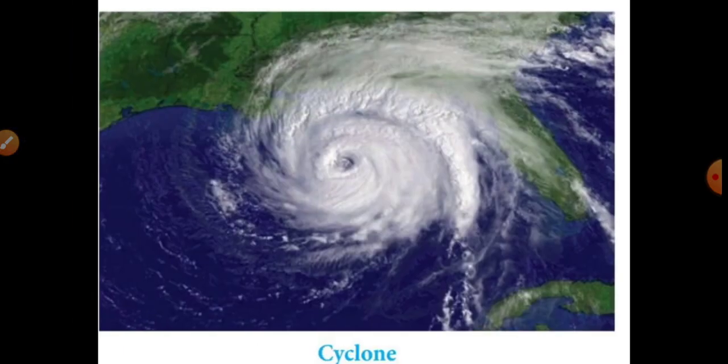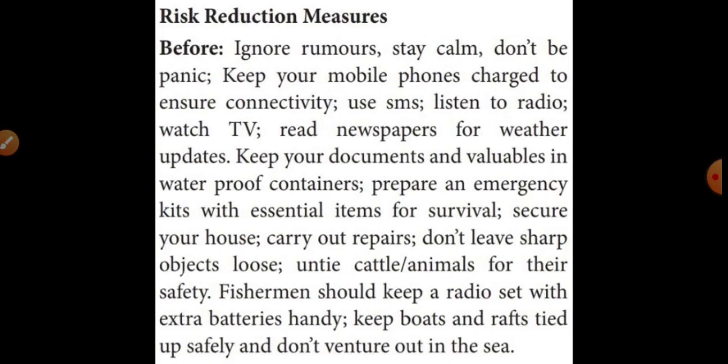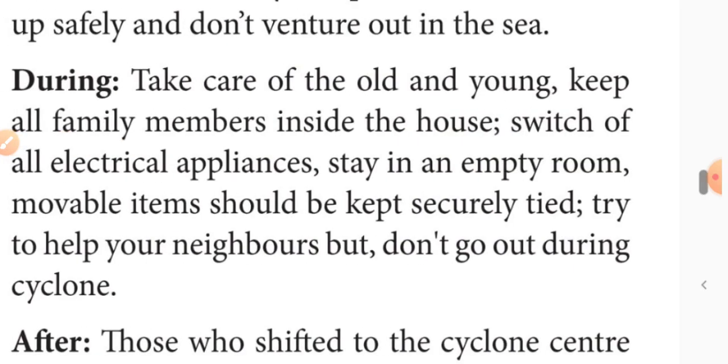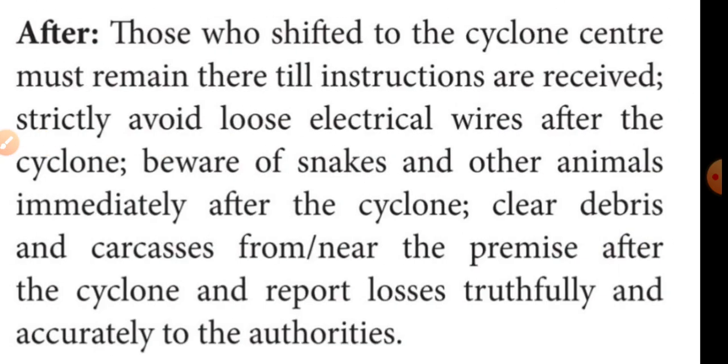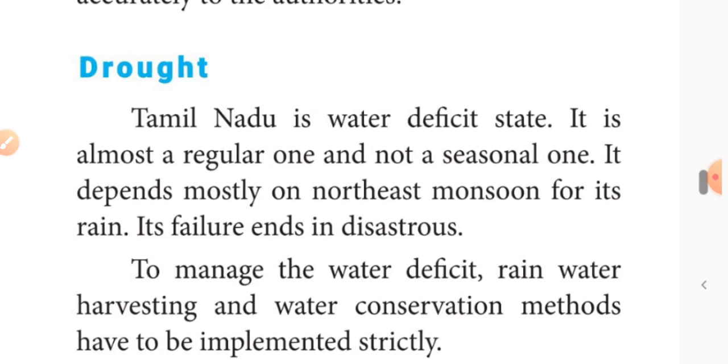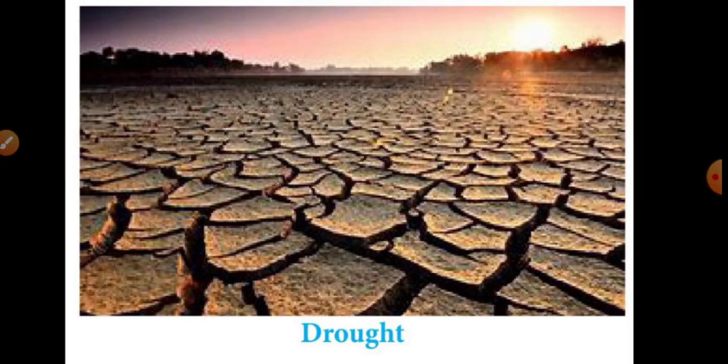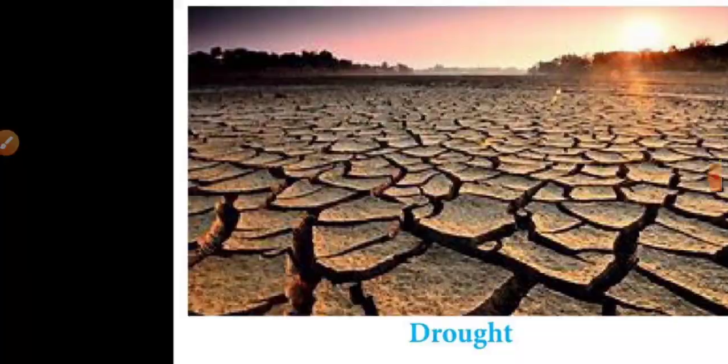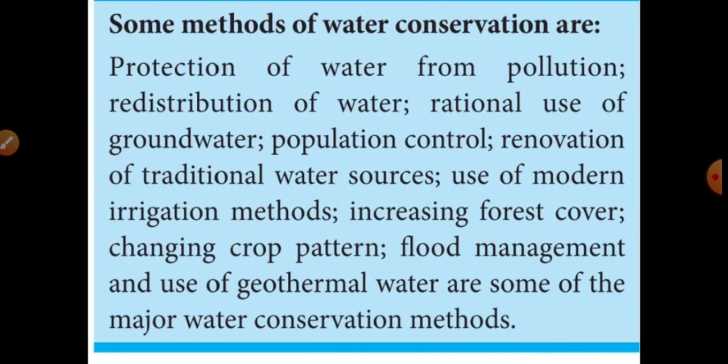Then we should strictly avoid loose electrical wires. Okay, we should look out for the debris and carcasses. Okay, then after the cyclone, we should help the injured people or clear some particular areas. Then the next one is the drought. Because of scarcity of water, the drought will occur. Then some of the methods we want to do are conservation methods. We should save the water. Okay, those are the things we also learned.